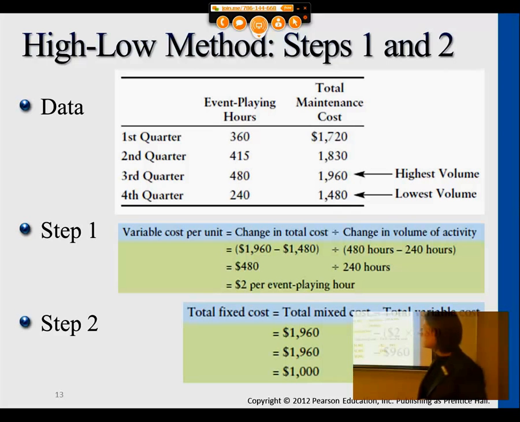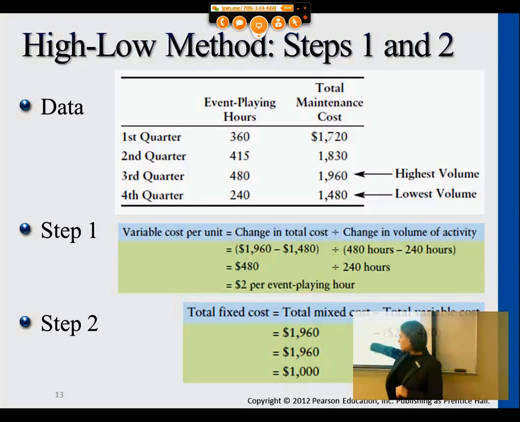Okay? So here's what we're going to do. My total fixed cost is my total mixed cost minus my total variable cost. Mixed cost less variable cost, because the components of mixed cost are the fixed and the variable, right? So mathematically, your fixed cost is mixed minus variable.